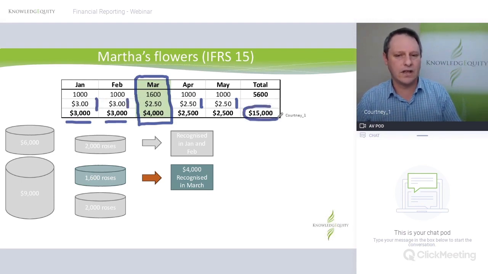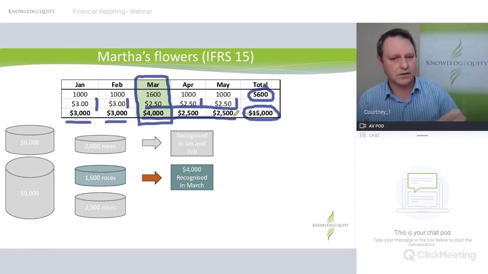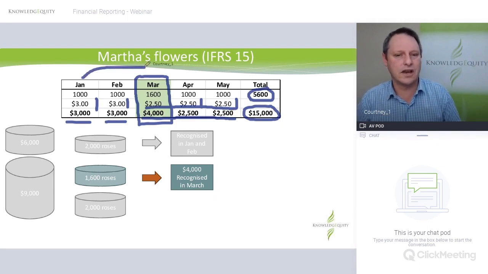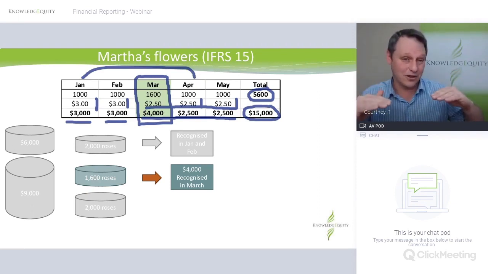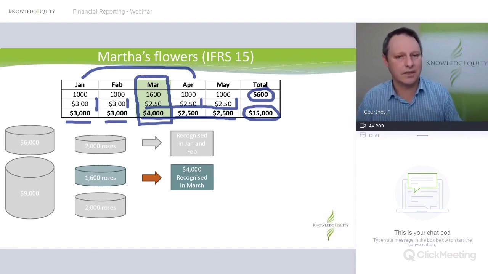So the total 15,000 is still recognized across 5,600 roses. And this is the prospective change. So 4,000, then 2,500, then 2,500. Now, interesting outcomes here. For example, the same work was done in January and April, and yet April is now $500 less than January. So it throws up some interesting anomalies, but this is how we account for it.